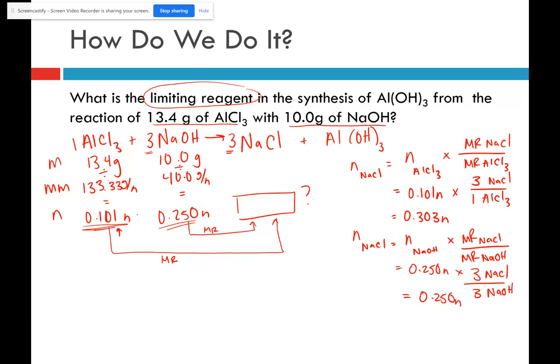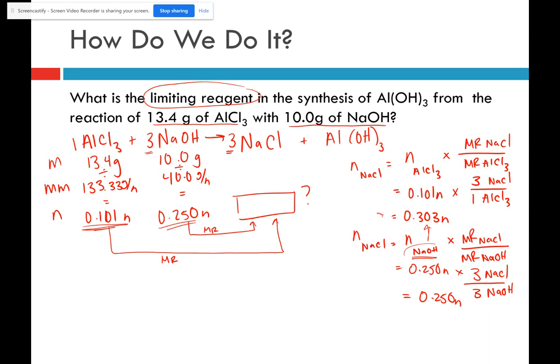So what this is saying is if I use up all my aluminum chloride, I'm going to make just under a third of a mole of sodium chloride. But if I use up all of my sodium hydroxide, I'm only going to make a quarter of a mole. Okay, so even though I started with more sodium hydroxide, we can see it actually makes less sodium chloride than the aluminum chloride does. Now, I don't have enough sodium hydroxide to make a third of a mole of sodium chloride. I don't have that much, which means I'm going to run out of sodium hydroxide first.